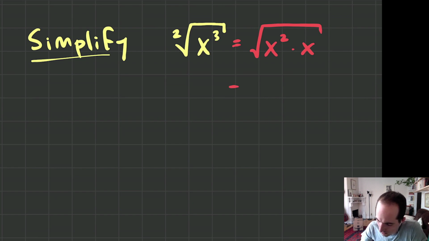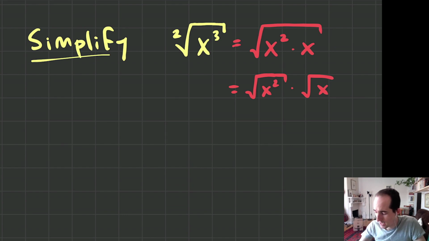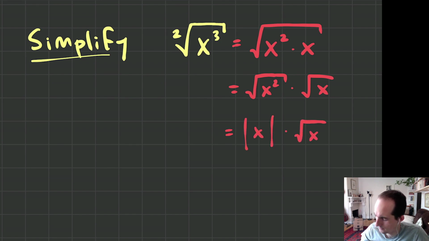And something that I'm going to make very clear in just a minute is that this is equal to the square root of x squared times the square root of x. And what we've already found out with the first one is this is equal to the absolute value of x, and this is equal to just the square root of x. So that's it simplified.